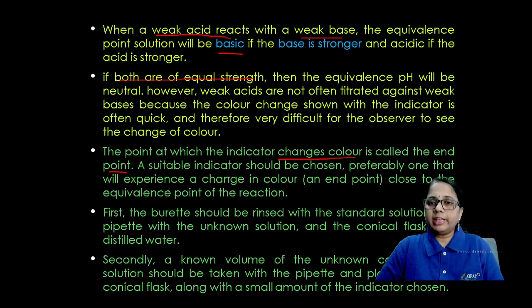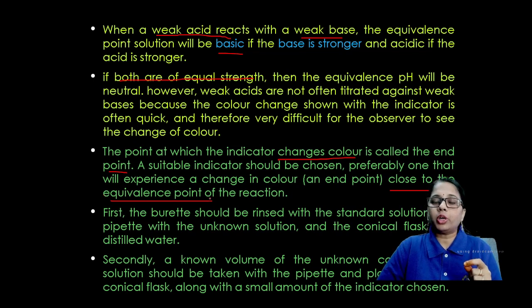So a suitable indicator should be chosen, preferably one that will experience a change in color at an endpoint close to the equivalence point. So the equivalence point as well as the endpoint should be very close. That means very accurate values should be there, only plus or minus 0.05 ml or like that. The level of accuracy should be very high.